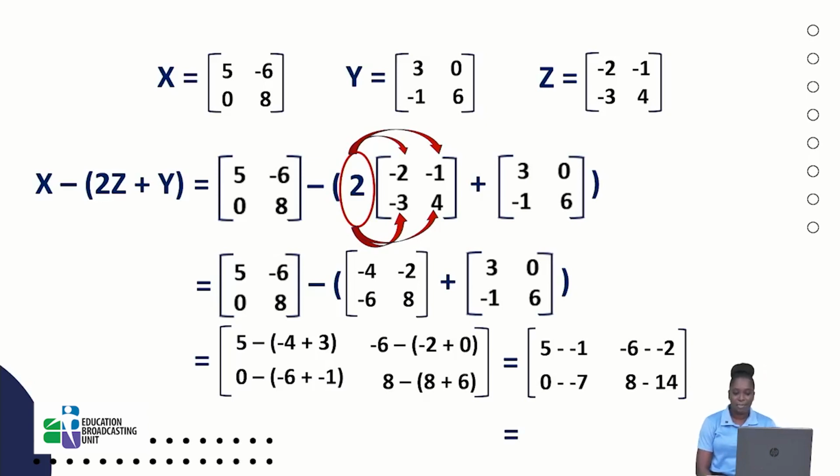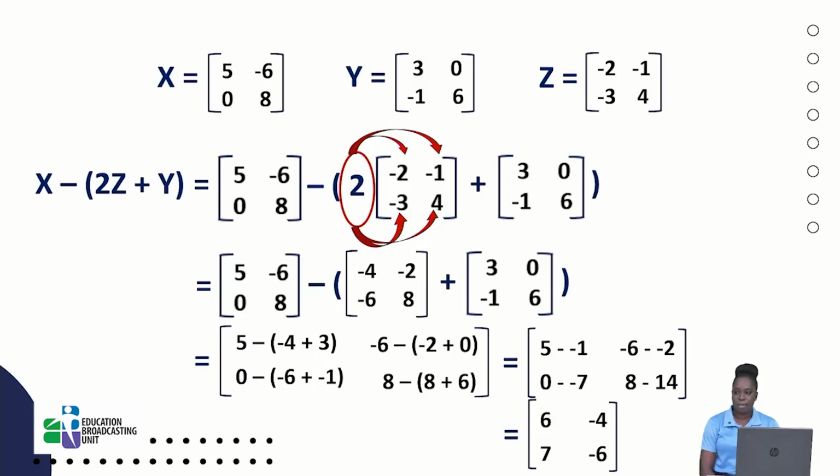To simplify, 5 minus negative 1 is 6, because the two minus signs, or the minus and the negative, coming together means to add. And so that is essentially 5 plus 1, which is 6.